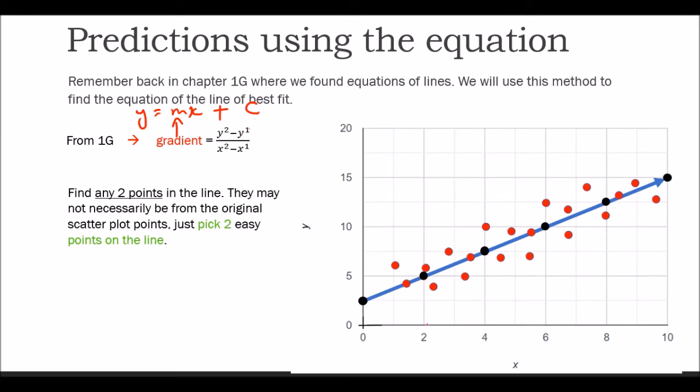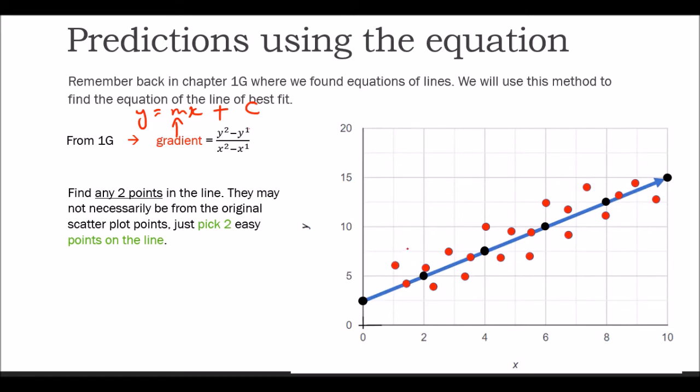You can use 2, 5. You can use 4, 7.5. That's what this is here. You can use 6, 10. You can use 8, 12.5 or 10, 15. Any 2 points. The best thing to do is just pick any easy points. And when I say easy, make them really obvious.